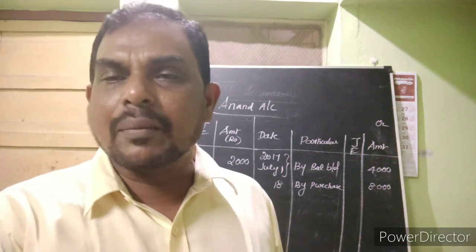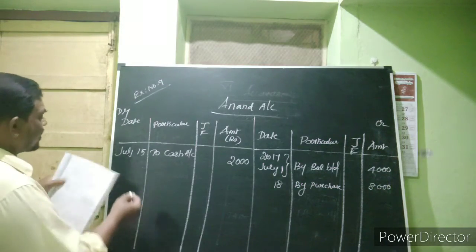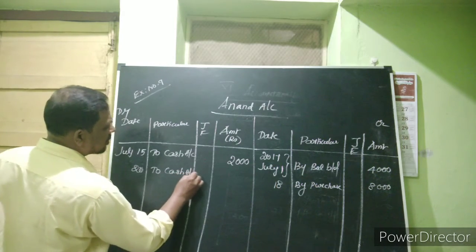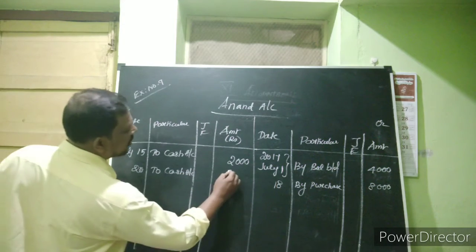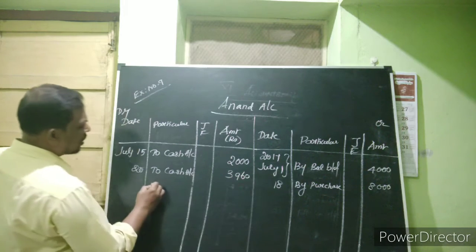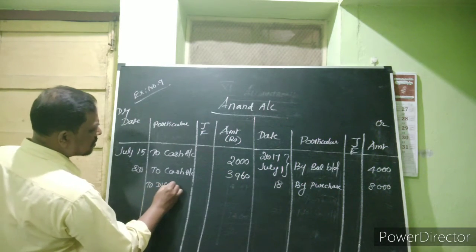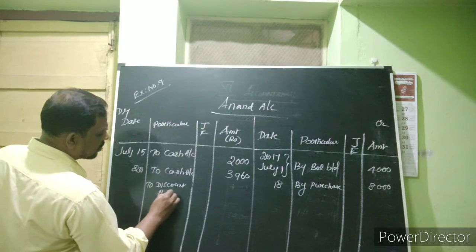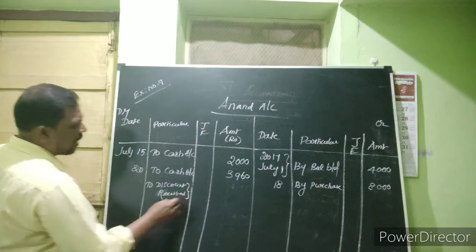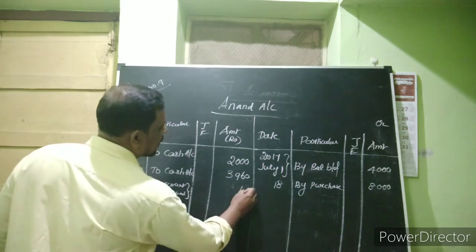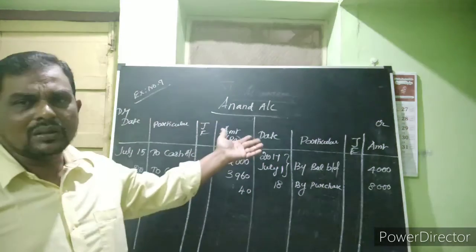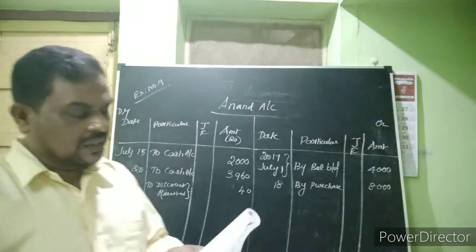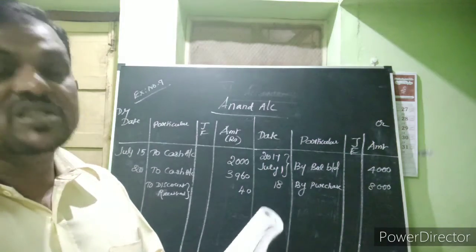Now Anand account is on the debit side. So come to the debit side. What is the date? Date is 20, to cash account 3,960, to discount received. Amount is rupees 40, that is allowed by Anand. So that means we are receiving the discount. That's what discount received. Then the last journal entry is goods purchased from Anand.